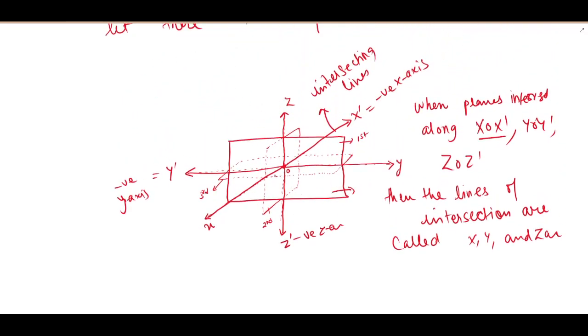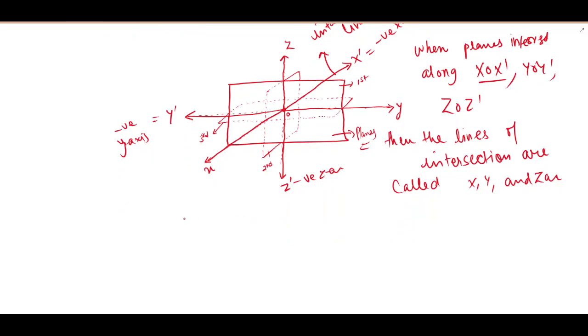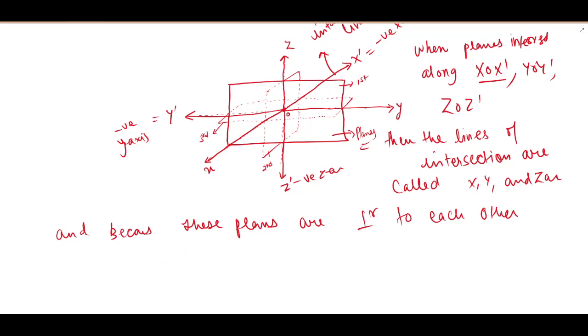And these are planes, and because these planes are perpendicular to each other, therefore these lines are the coordinate axes, and this is known as the rectangular coordinate system.